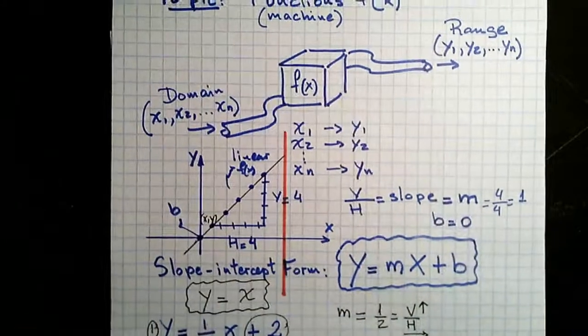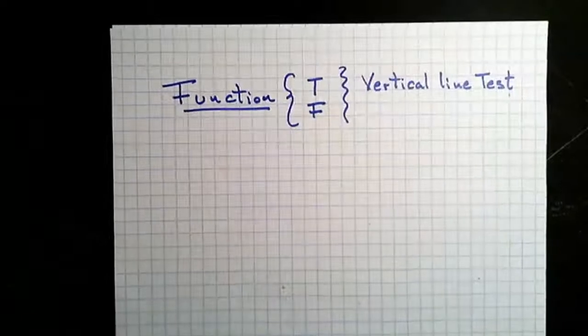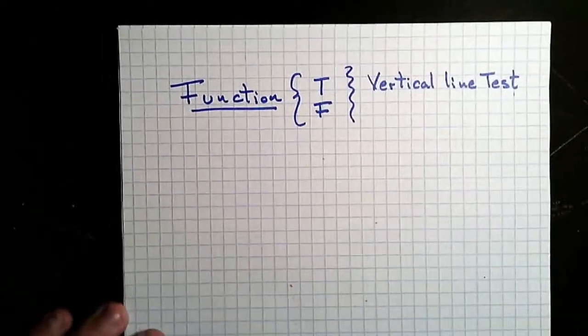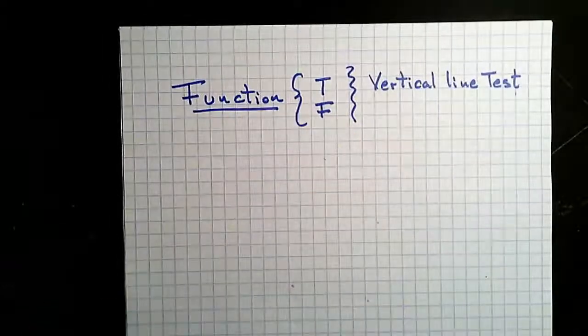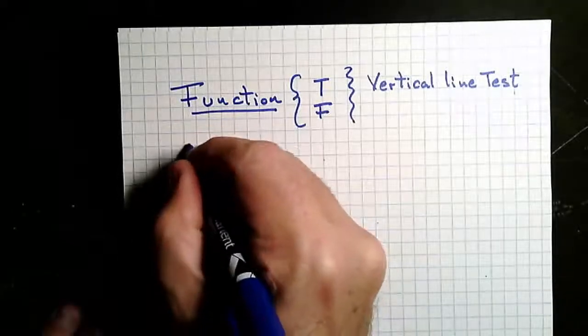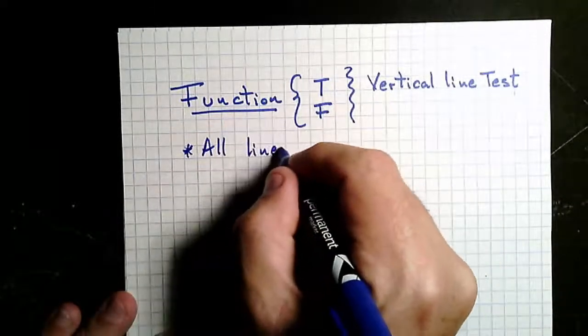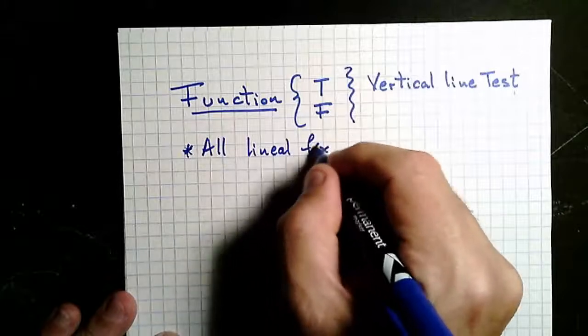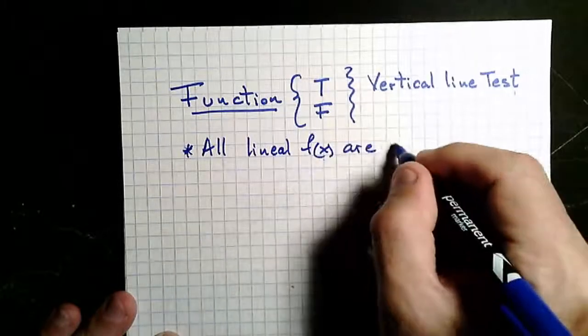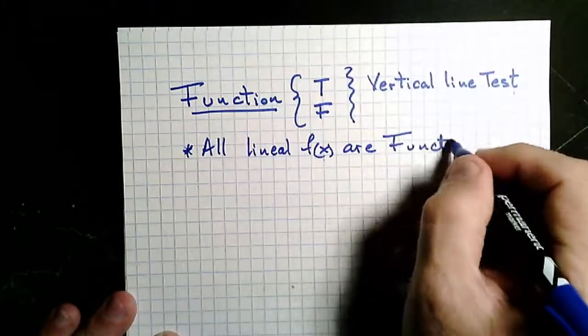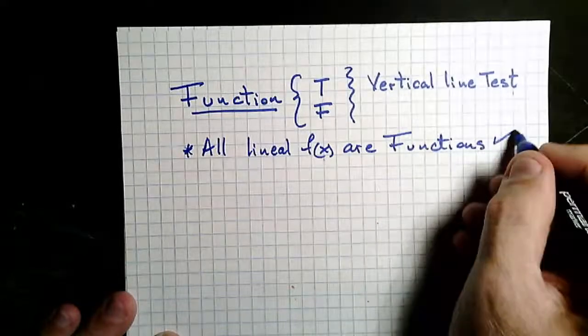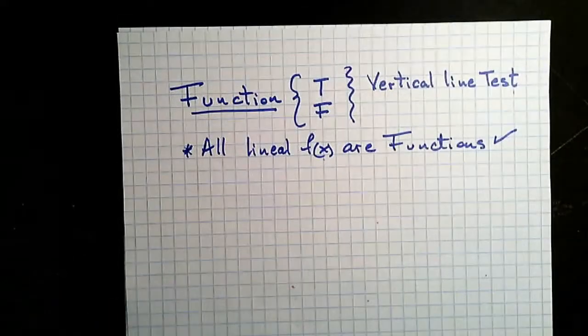Okay, so let's do some samples about this. Let's write some facts here. All linear functions are functions. Yes, done. Because we proved that the line is going to have only one cutting point.